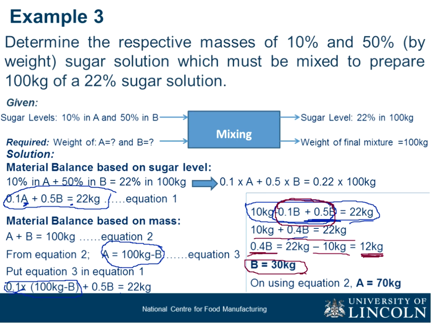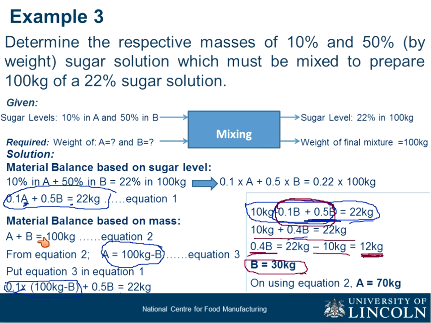Now all you need to do is to use any of the equations. But if I were you, I will use the simple equation. I will not use the complex one. I will use A plus B equals 100. I can use any of those equations to get my A, but I will go for the simple one, A plus B equals 100.